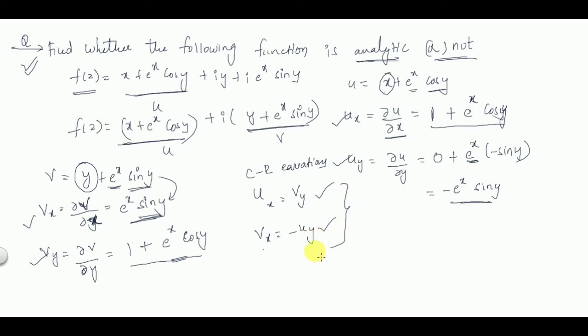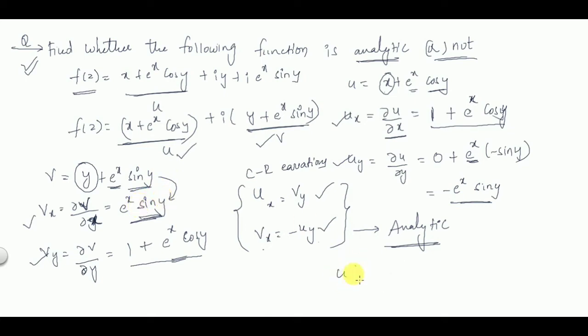Okay, so both the Cauchy-Riemann equations are satisfied, therefore the function is an analytic function. So this is how we can solve for any given function. We can check the Cauchy-Riemann equations by taking the imaginary and real parts. The imaginary part we'll consider as v, and the real part we'll consider as u.